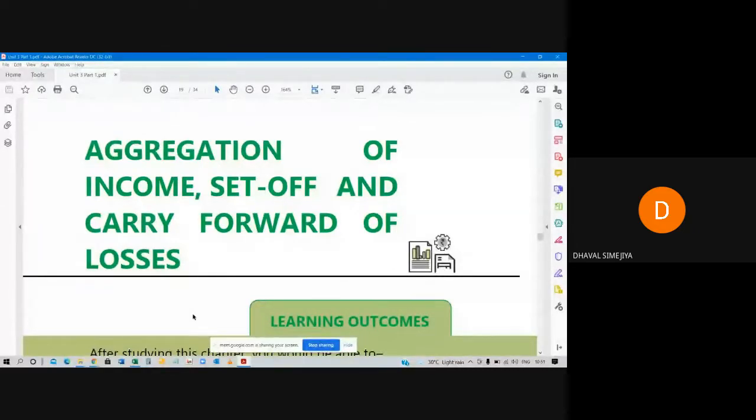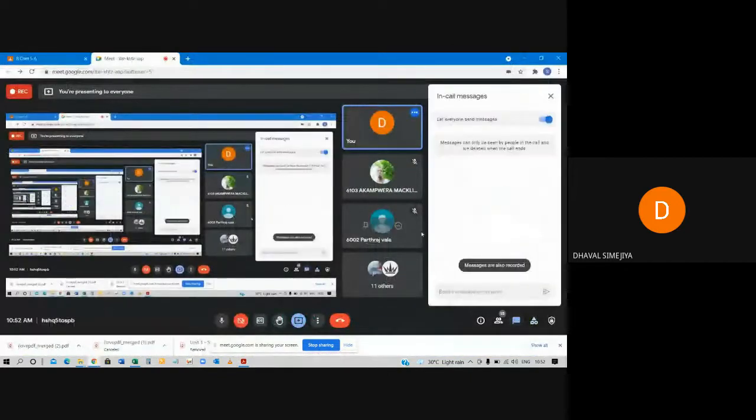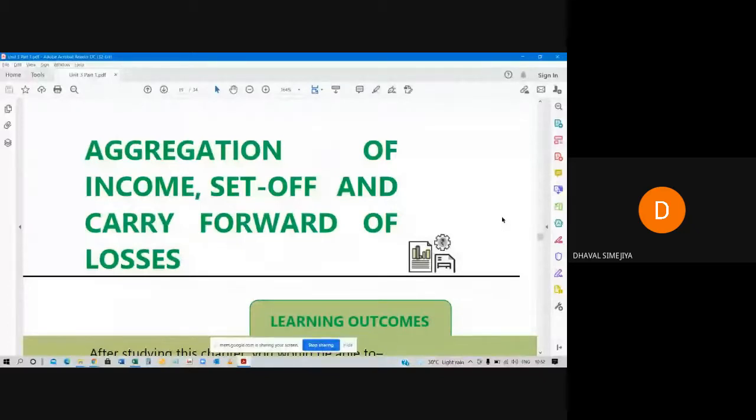So in the last lecture, we have completed cross transfer, right? And we have seen examples. Today we are going to start with the next topic, module 3, set off and carry forward of loss.